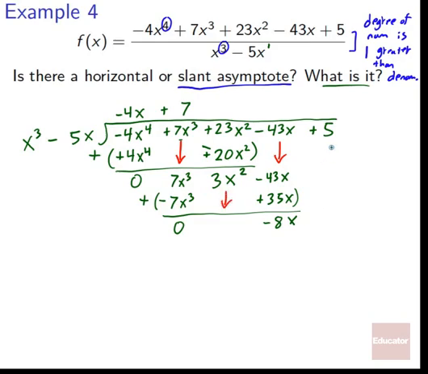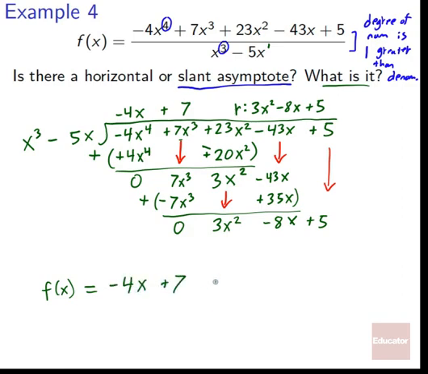Bring down 3x squared, bring down 5. We've got 3x squared minus 8x plus 5. At this point, can x cubed go into 3x squared? No. X cubed has a larger degree than 3x squared, so we are left with a remainder of 3x squared minus 8x plus 5. So at this point, we know that our original function, f of x, through division, we've just shown that it's the same thing as negative 4x plus 7 plus the remainder, 3x squared minus 8x plus 5, divided by our original denominator, x cubed minus 5x.